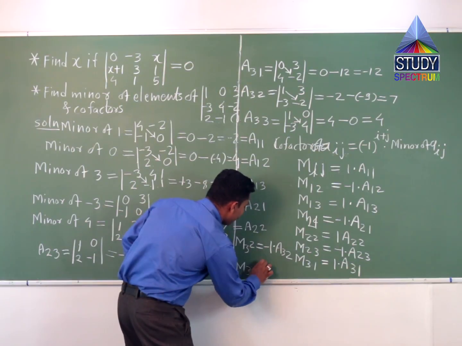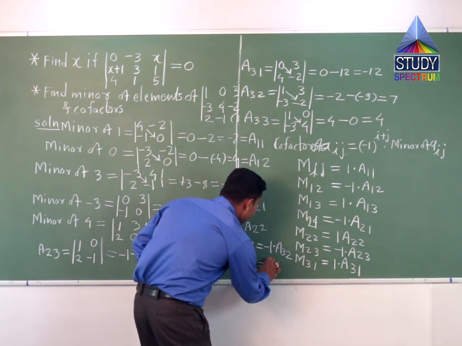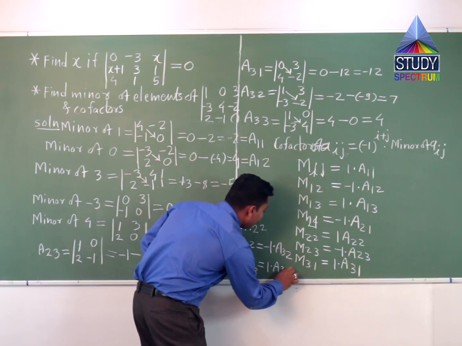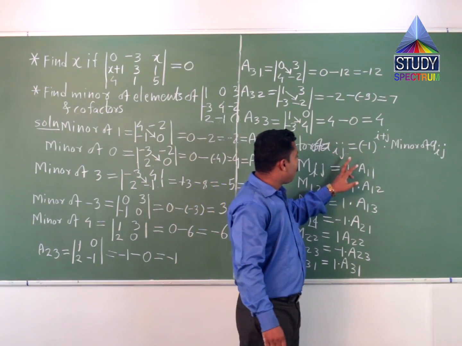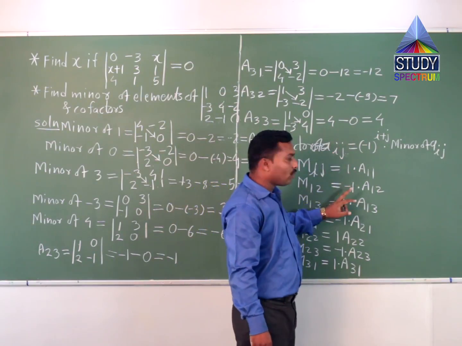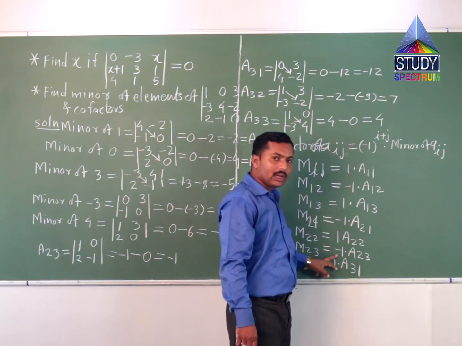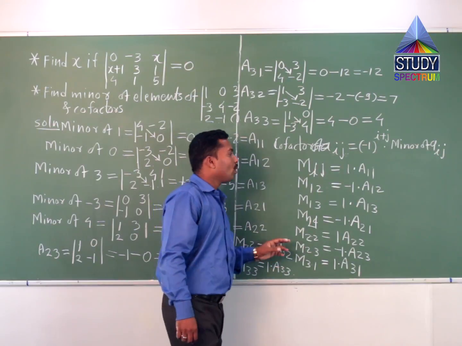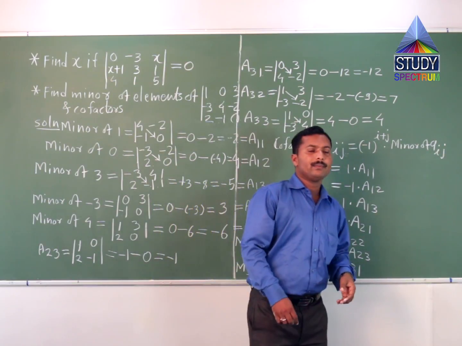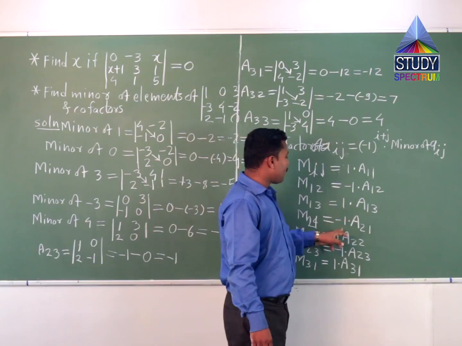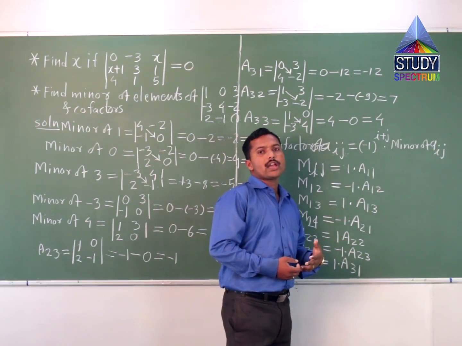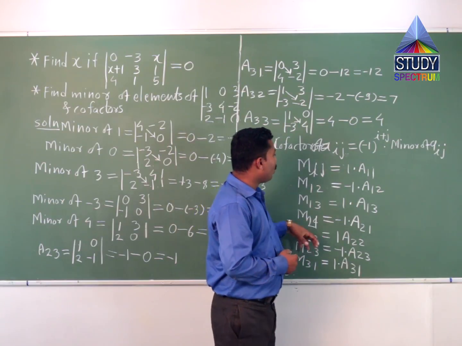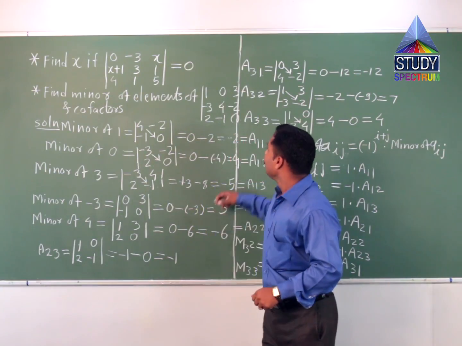Again the last number, M33, equals minus 1 to the power plus 1, positive 1, into A33. The signs are positive 1, negative 1, positive 1, negative 1, positive 1, negative 1, and the last positive 1. So only attach the plus, minus, plus, minus signs to the minors and you get the values of the cofactors of the 3 by 3 determinant.